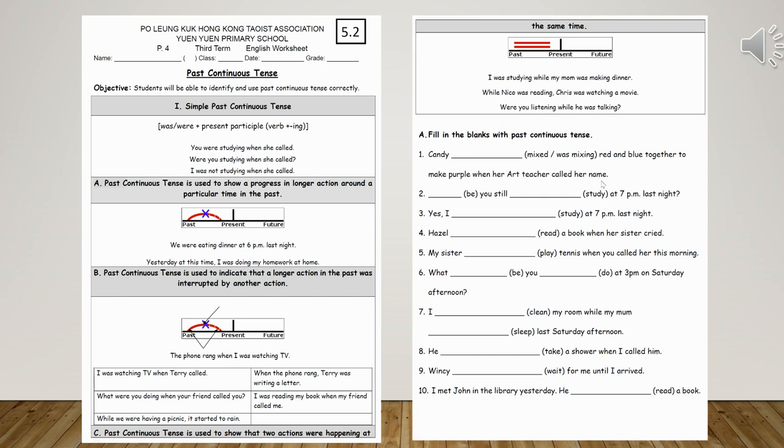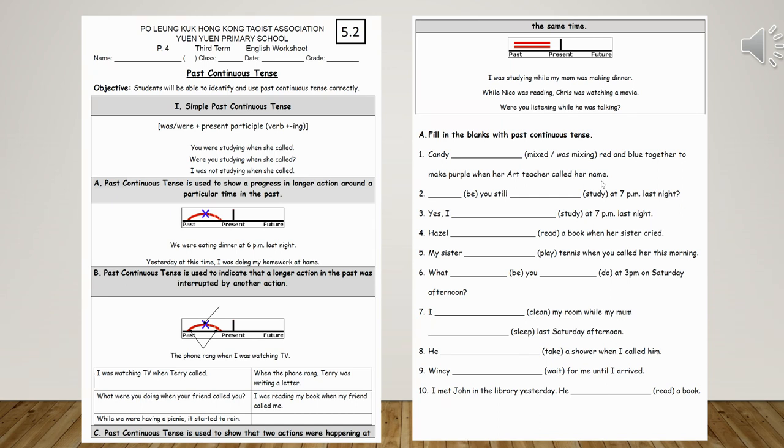Which event was longer and started first? For this question, I would say mixing the color actually started first. So the answer is: Candy was mixing red and blue together to make purple when her art teacher called her name. You can continue this worksheet after watching this video. As usual, you may print it out from eClass or Google Classroom, or you may read it online and do the questions on a piece of paper. The answer key can be found on eClass.